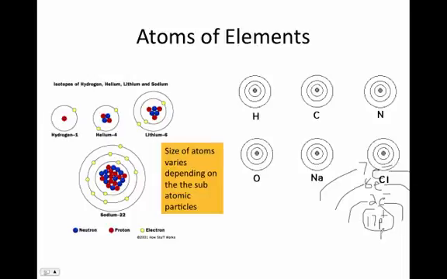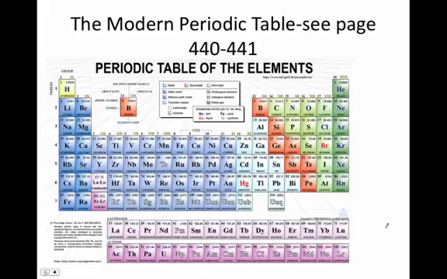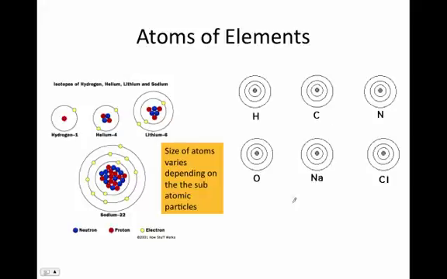Let's find out how many neutrons. Let's go back to the periodic table. Chlorine is 35.45. So 35.4, we round to 35, minus 17 protons gives us 18 as our number of neutrons in the nucleus.